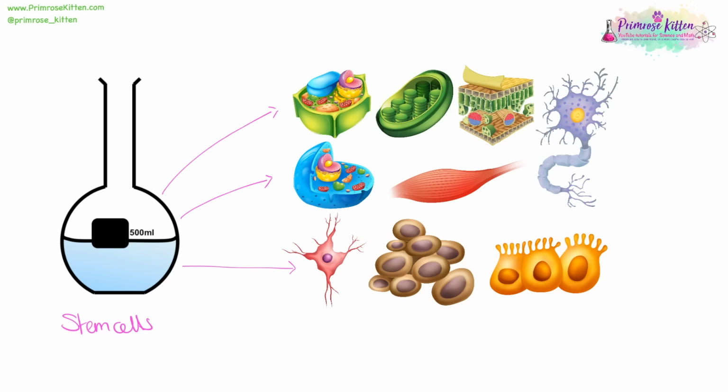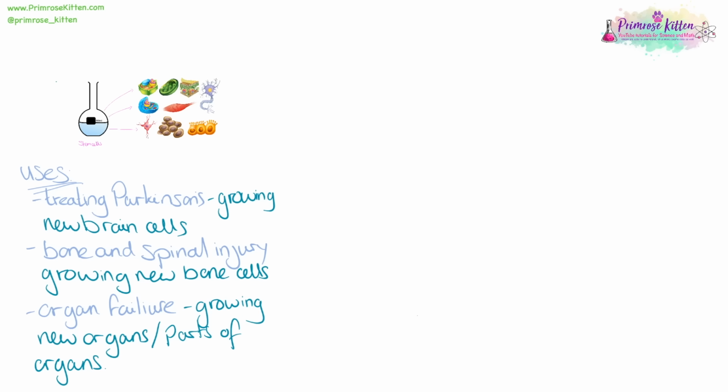Stem cells are fantastic things because they have the potential to turn into any other type of cell. They have a number of different uses. For example, if you're treating Parkinson's disease, they can be used to grow new brain cells. If we're talking about brain or spinal injury, bone injuries, then they can be used to grow new bones to fill the gap. If we have organ failure, we can grow new organs or parts of organs instead of making someone wait on the incredibly long transplant waiting list.